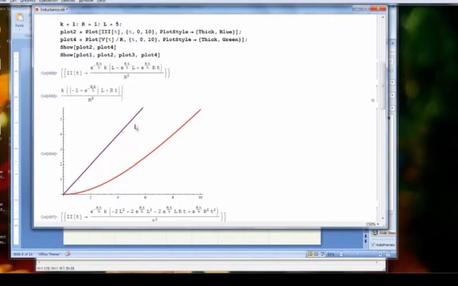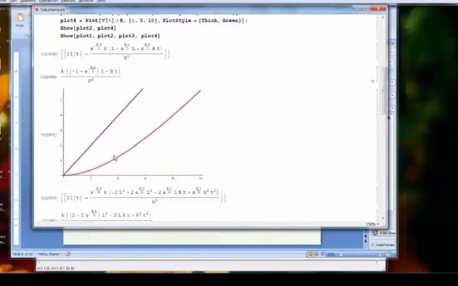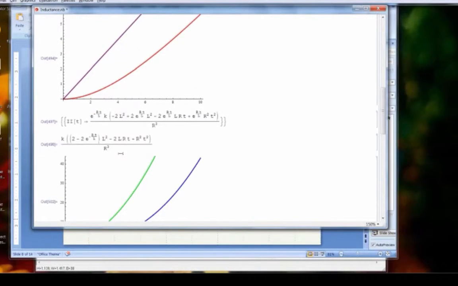But here's what I want you to see. This difference here is the actual difference in the current due to the inductor. So the inductor slows down the current from what you would get if you didn't have the inductor. Okay, so now let's look at the second case. It's more complicated. You could probably simplify this some. But nonetheless, this equation here is the current, I of t, just as we got before, except it's a more complicated function because we have v of t going as t squared.